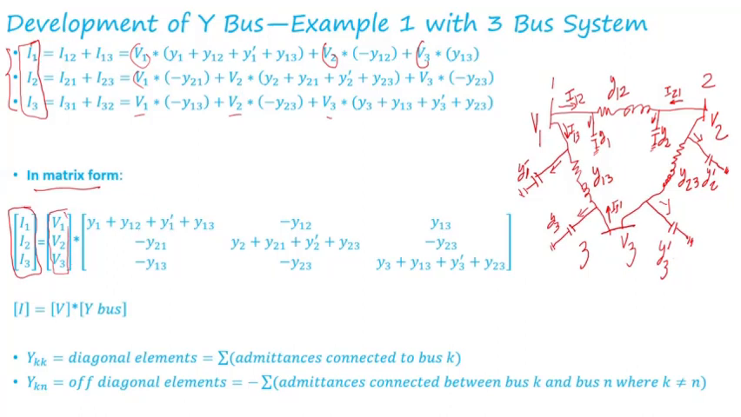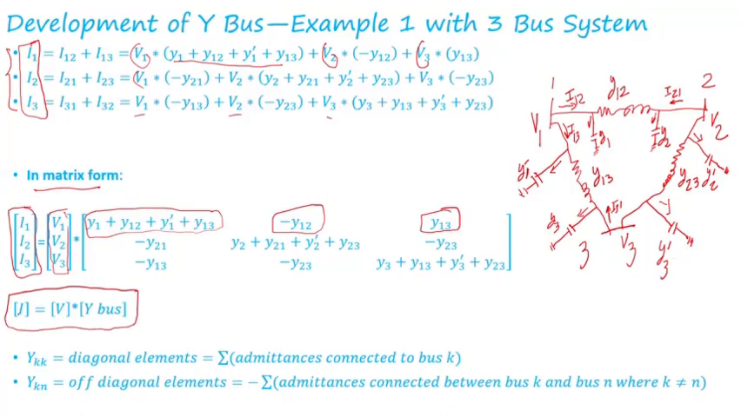Then, for instance, I1 is equal to V1 times this quantity, which I put here, plus V2 times minus Y12, which is this quantity here, plus V3 times minus Y13. Basically, I just put those multipliers in a matrix format. I do the same thing for I2 and I3, and I end up with this format. In general form, vector I represents all the currents you have. In my case, I only have 3 buses; if I had 50 or 1,000 buses, I would have 1,000 currents. So I is equal to the Y bus matrix times vector V, the voltages. This is the Y bus matrix.